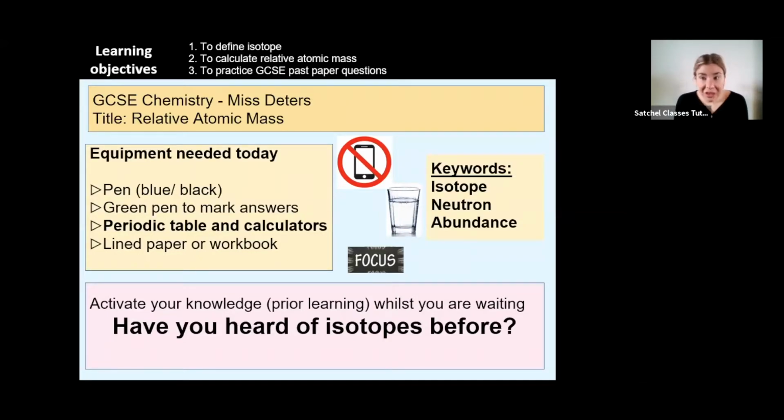Okay, so if you're writing this down and following these through as lessons, feel free to write down today's title and the key words as well, which is on this slide. So it's isotope, neutron and abundance for today's keywords.